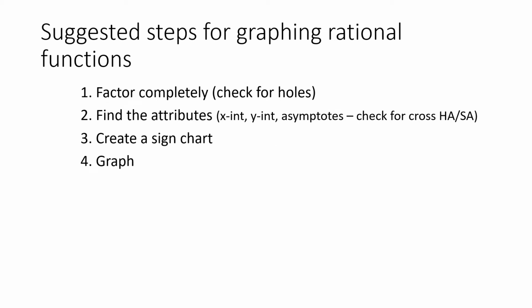These are a few steps that we can use when graphing rational functions. It's important to note that when we check for holes, we need to make sure that whatever factor our hole has cancels completely. Also, when we find the attributes, always check to determine if our function is going to cross the horizontal asymptote, or if we have a slant asymptote, if it's going to cross that. A sign chart is a good idea because it helps us to see where the pieces should be when we graph it. And of course, let's go ahead and graph.